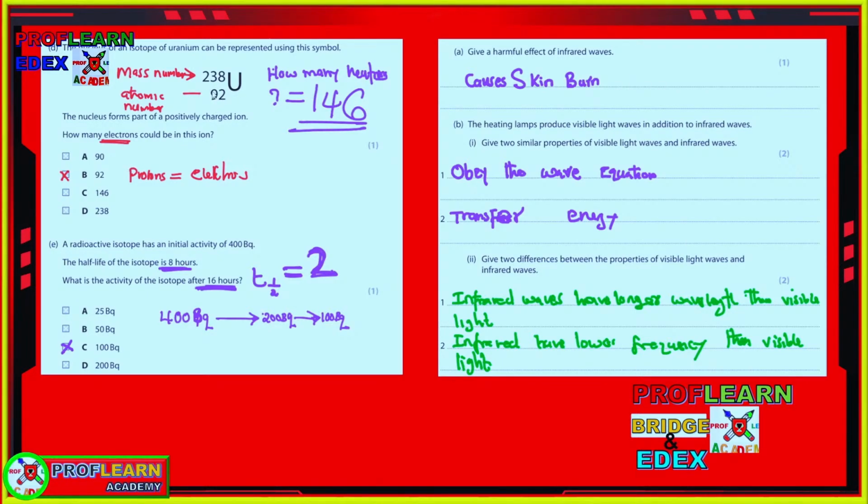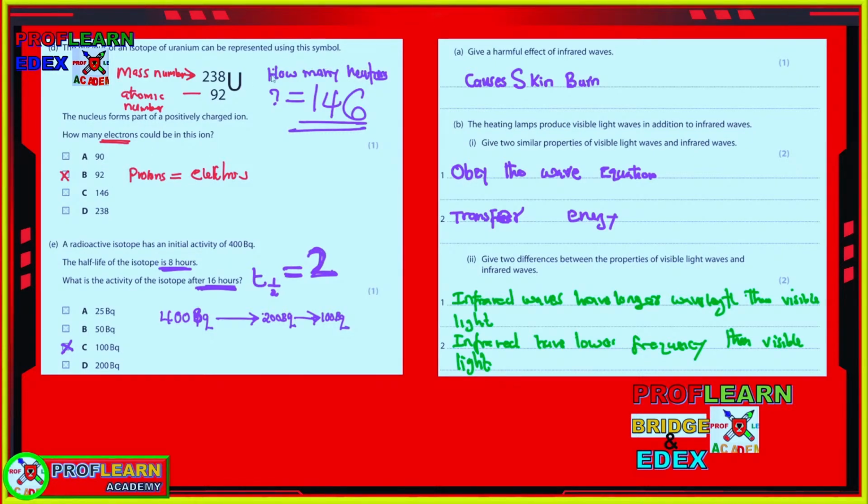And the atomic number is equivalent to the number of protons. But if you are asked how many electrons, what you need to understand is that the number of protons is equal to the number of electrons. So since we have 92 protons, it means we also have 92 electrons.